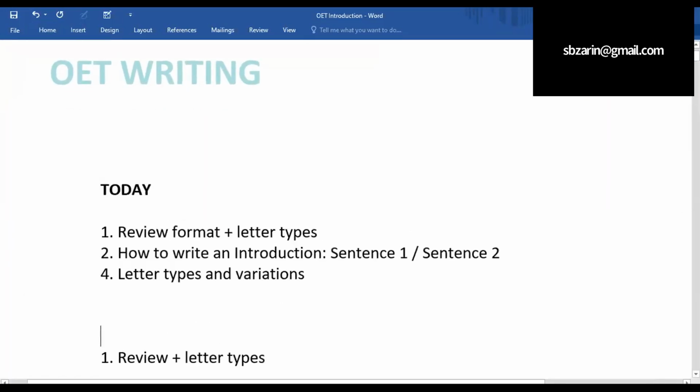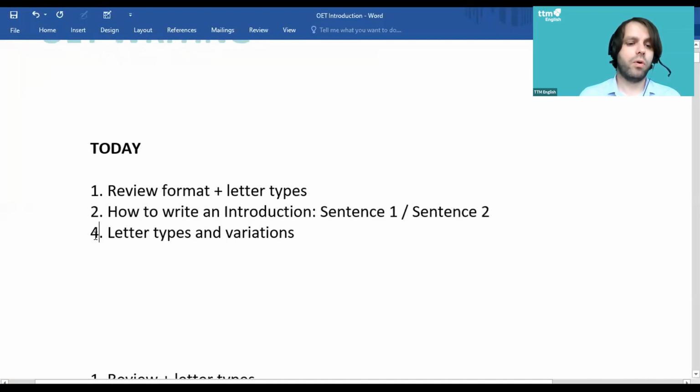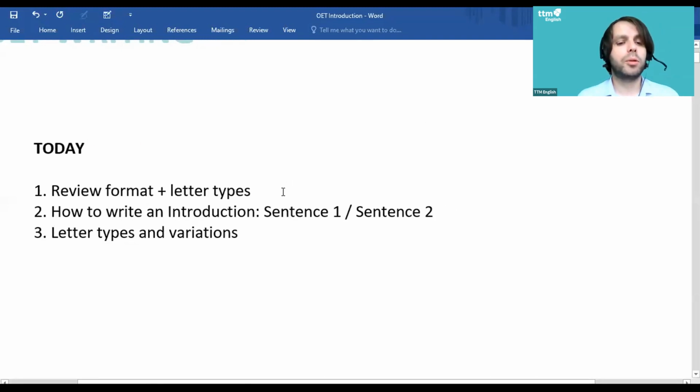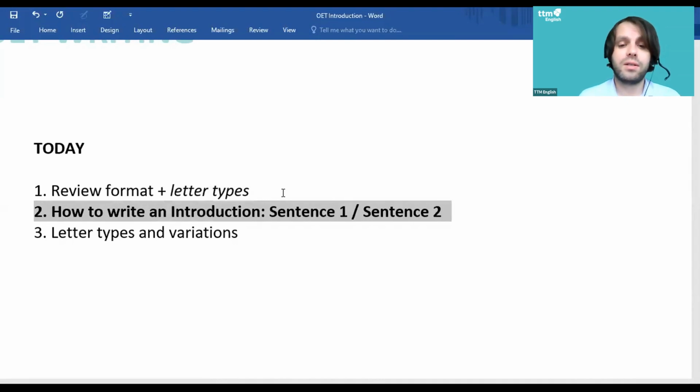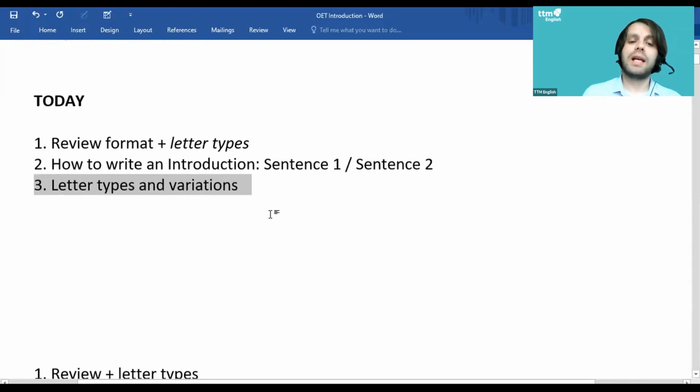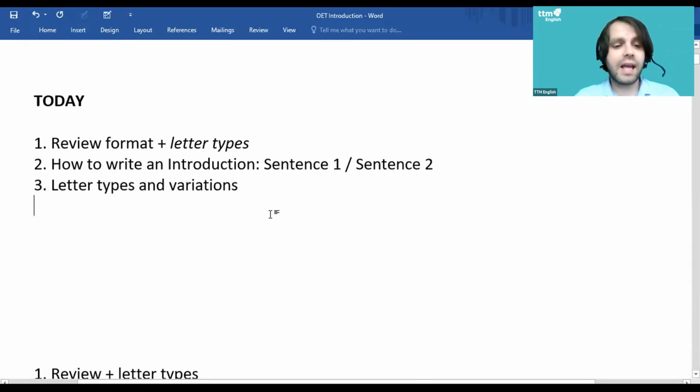Yes. Okay, fantastic. So the plan for today is, we're going to first review the format of the test. It's an introduction class. Then we're going to talk a little bit about letter types. Then I will teach you how to write an introduction, sentence 1 and sentence 2. We'll be using mainly discharge letters for this, but I will be giving you variations for the other letter types as well. At the end of the class, hopefully you can ask me some questions about things.